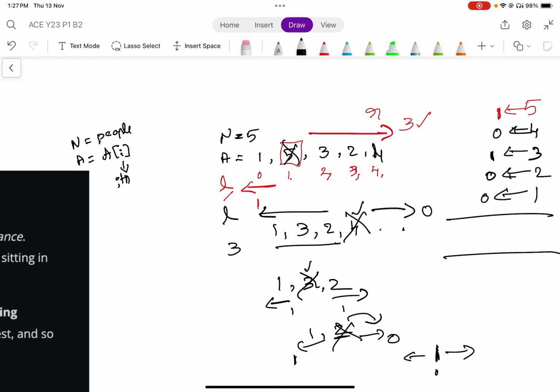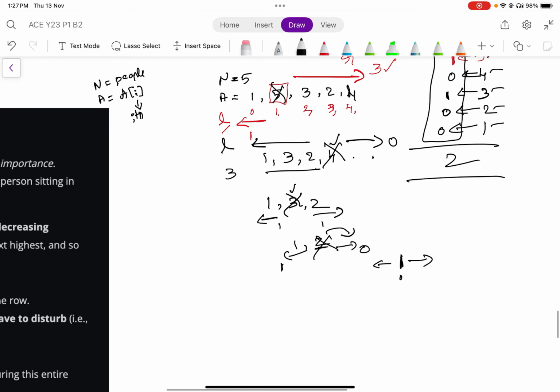So now I want the total number of disturbed people because of each and every priority person. That is 2. So this is what they're asking. So pen and paper wise, everyone is clear, right? So now we need to find a logic for how we would solve this problem.